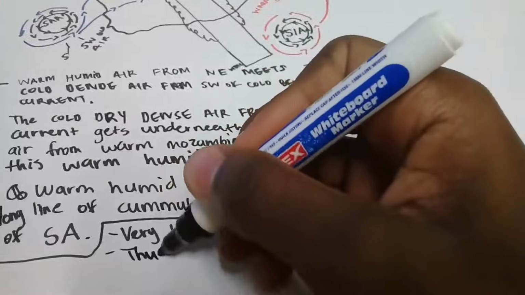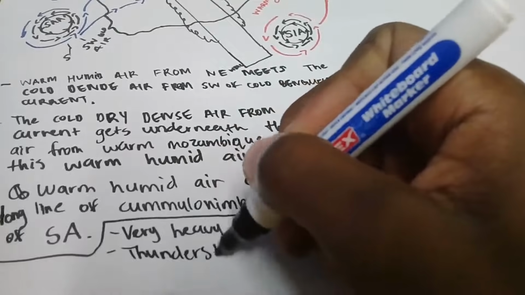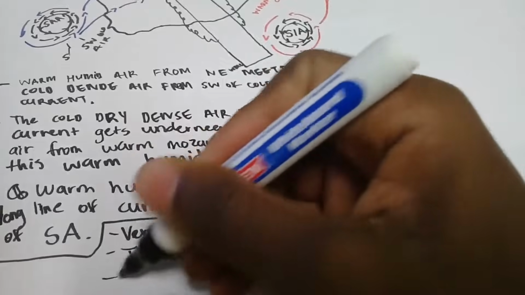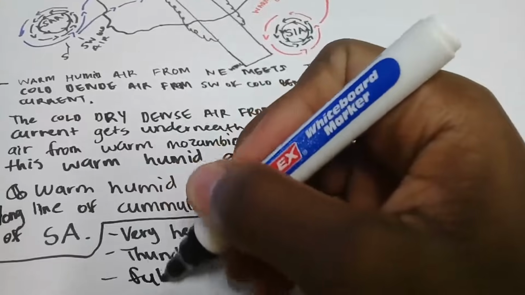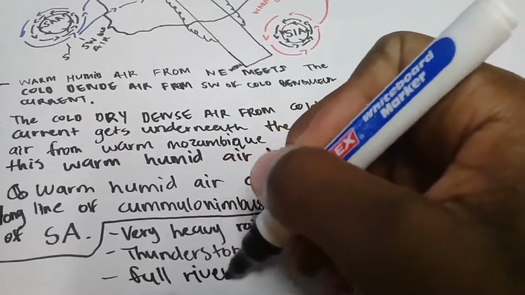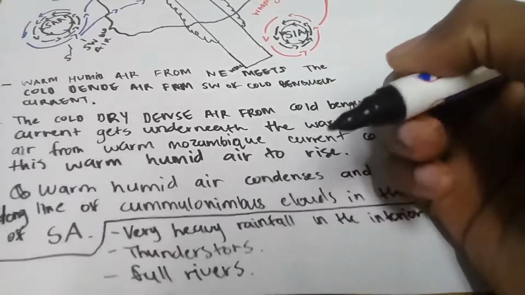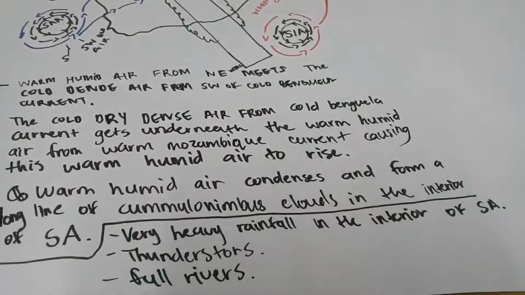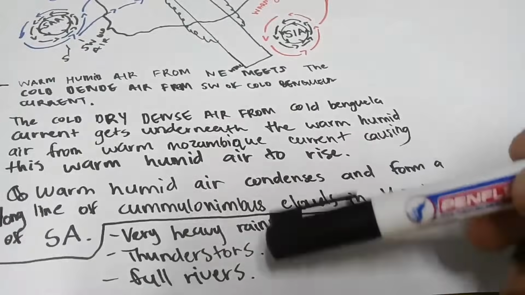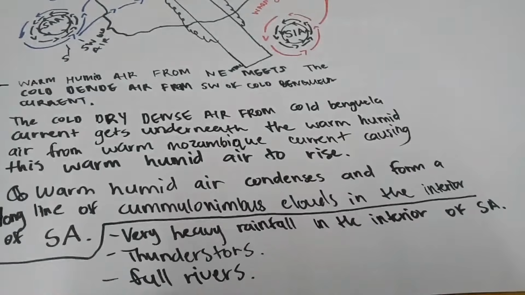Thunderstorms. Full rivers, which can benefit or bring up the ecosystem and benefit the farmers and so on. But we are going to discuss this kind of information when we're doing some question papers and so on.